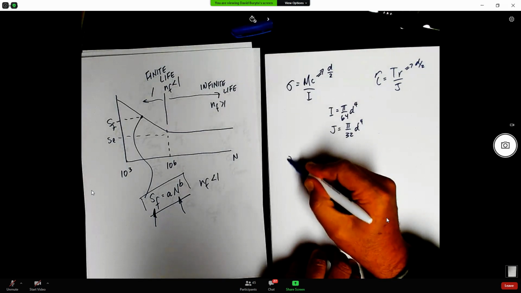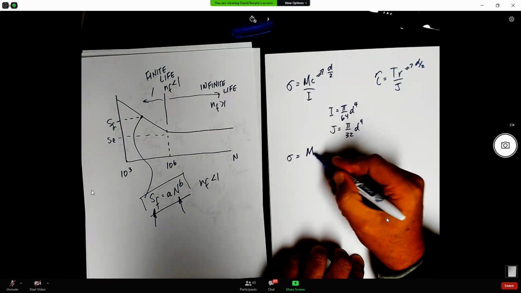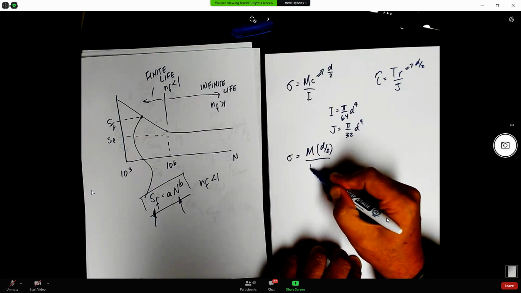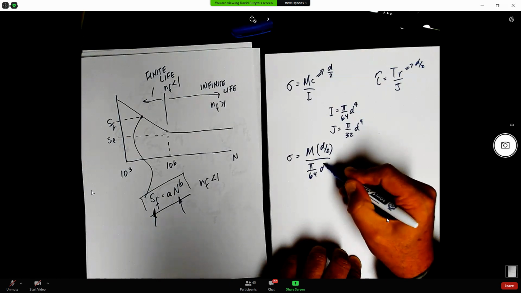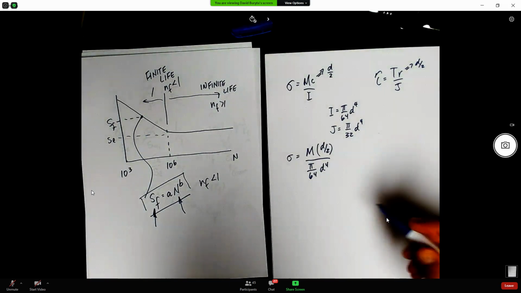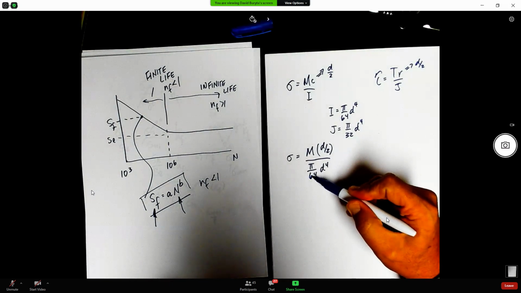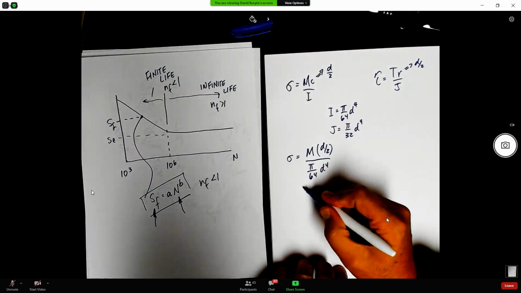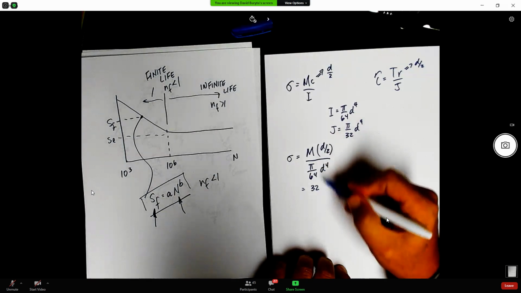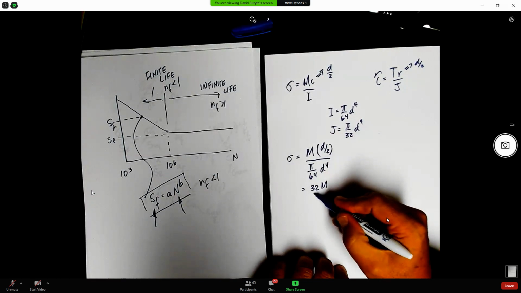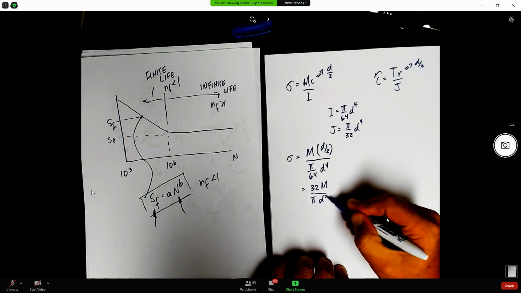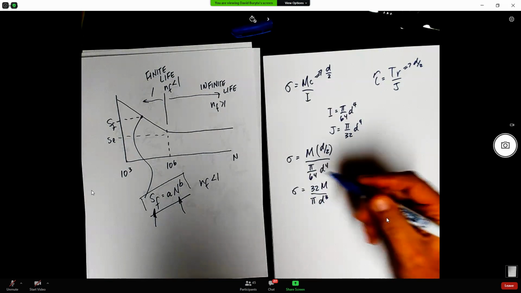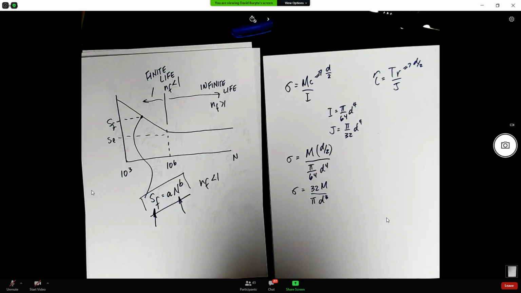So over here, this is going to be M times d by 2 over pi by 64 d to the fourth. Okay, so the denominator of the denominator comes up to the numerator, and this denominator goes into the denominator. So that ends up with a 32, right? The M stays, the pi stays in the denominator, and then you have d cubed because you have a d in the numerator and d to the fourth here. So this is just a short way of calculating the bending stress.